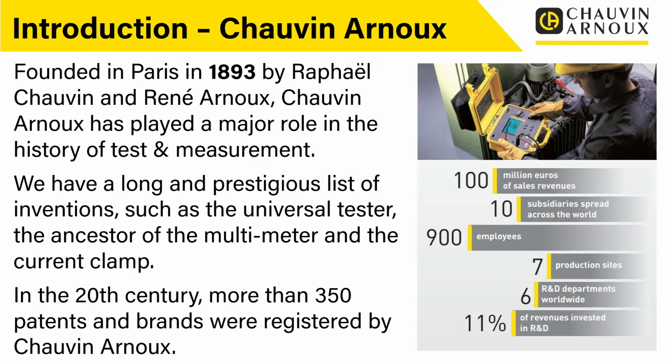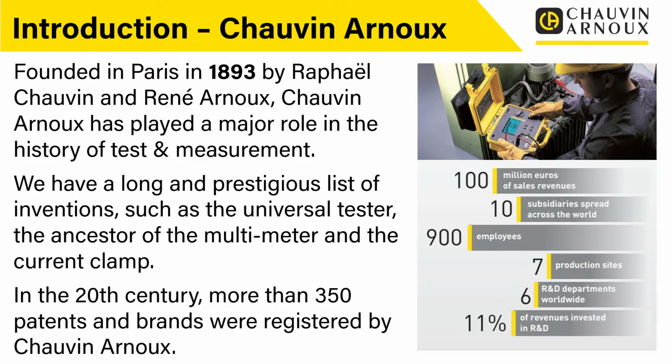So for those of you who don't know anything about Chauvin Arnoux, we were founded in Paris in 1893 by Raphael Chauvin and René Arnoux. Chauvin Arnoux has played a major role in the history of test and measurement. We have a long and prestigious list of inventions, such as the universal tester, which was the ancestor of the multimeter, and also the current clamp. In the 20th century, more than 350 patents and brands were registered by Chauvin Arnoux.